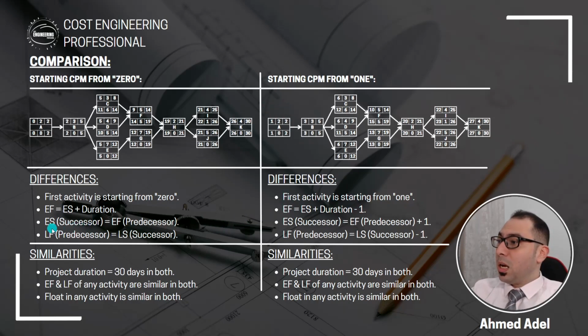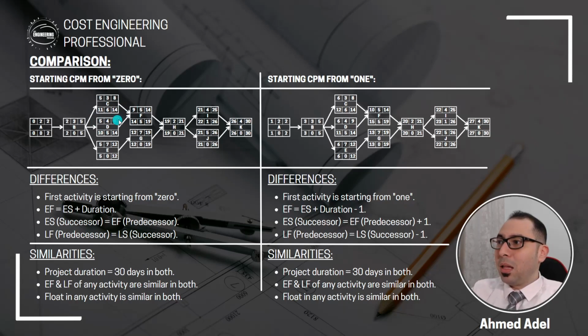Then here, the early start of the successor, in this case, when we are starting from 0, is equal to the early finish of the predecessor. And actually, this is what makes it easier to use. So this 2 will come here. 2 plus 3, 5. The 5 will come here. 5 plus 3, 8. And I have here 5 plus 4, 9. So 8 or 9, 9.